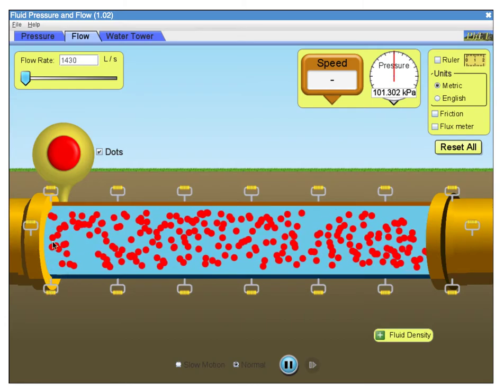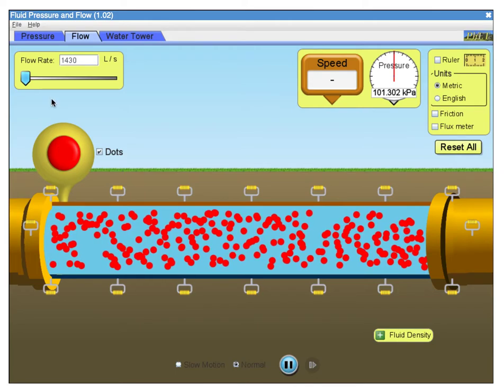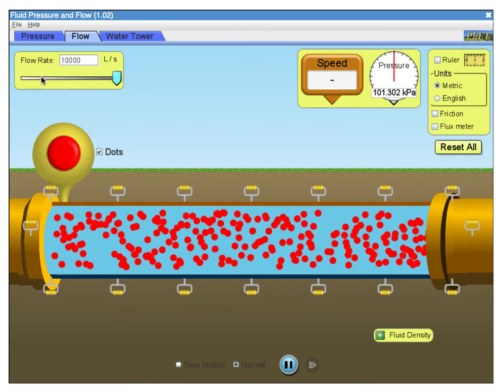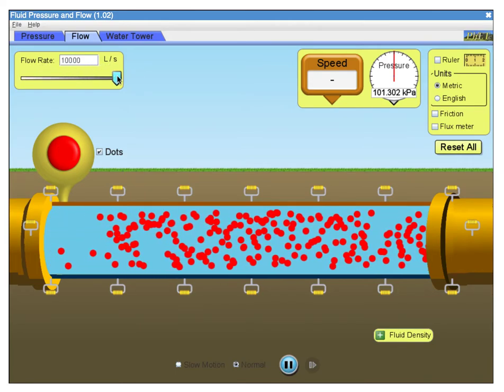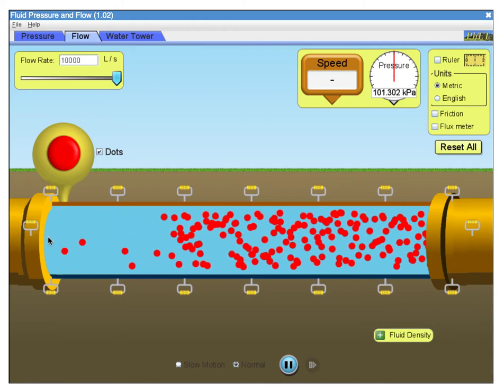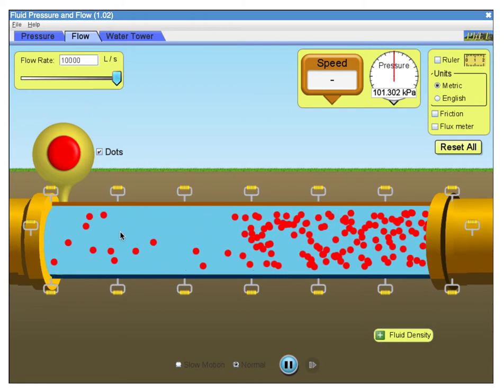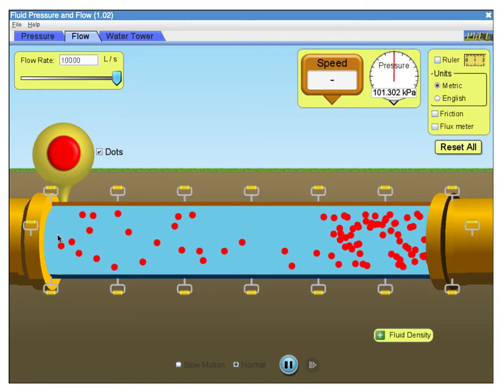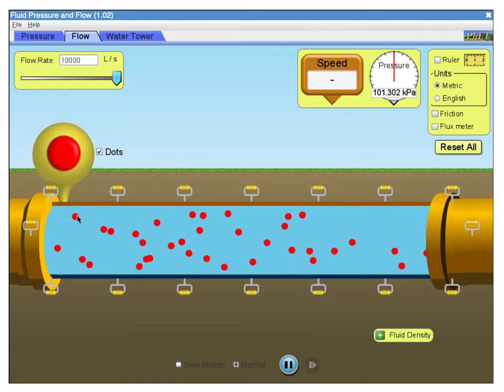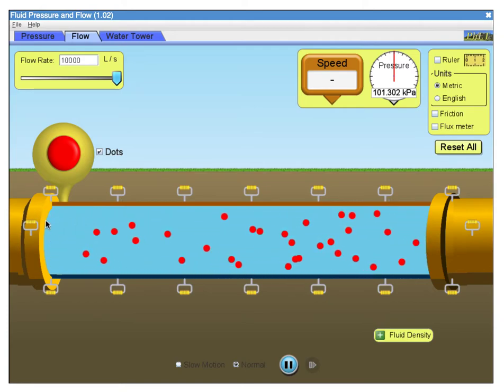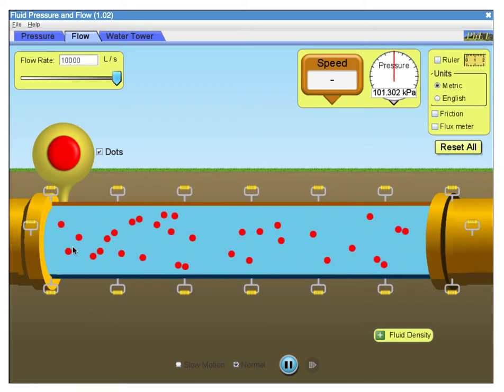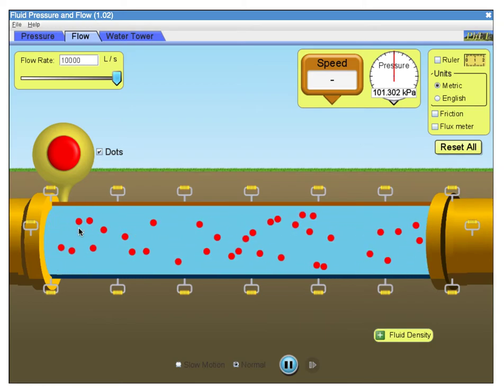And if we increase the flow rate, you see there, they're more spread out because the water is moving by more rapidly, so they can travel over a larger distance. So this one has a higher flow rate, more volume passes by per second here. So that's the flow rate.